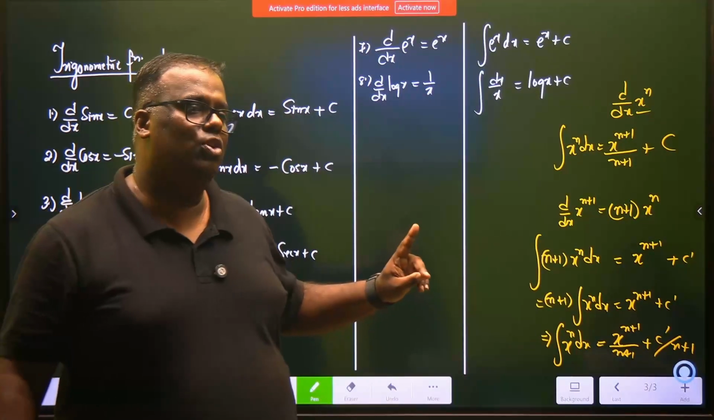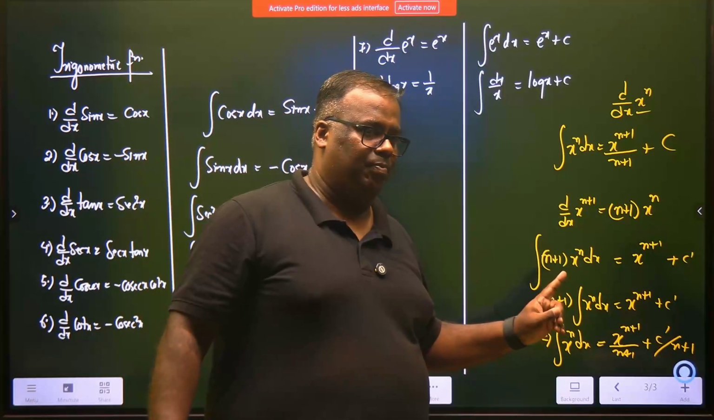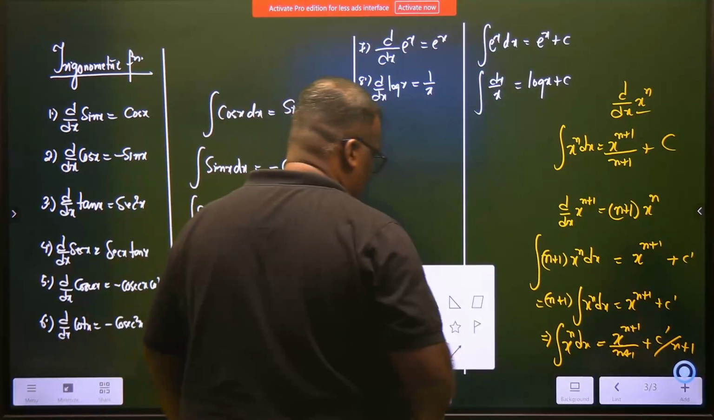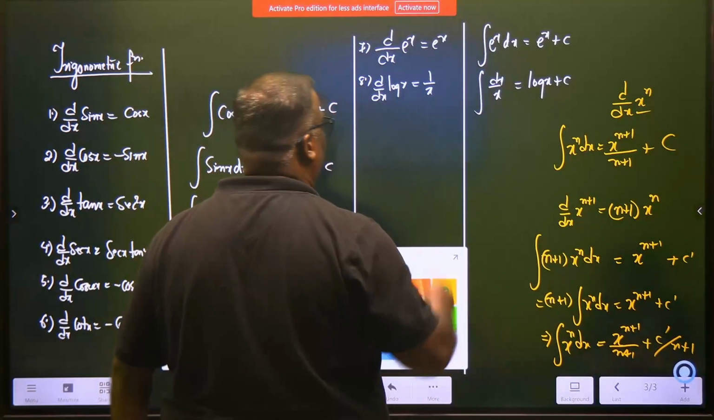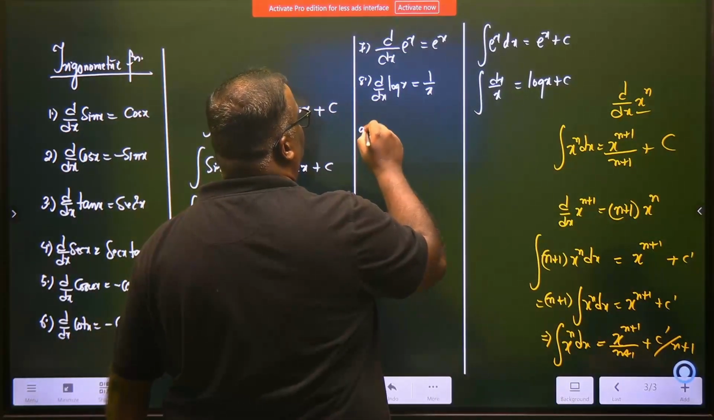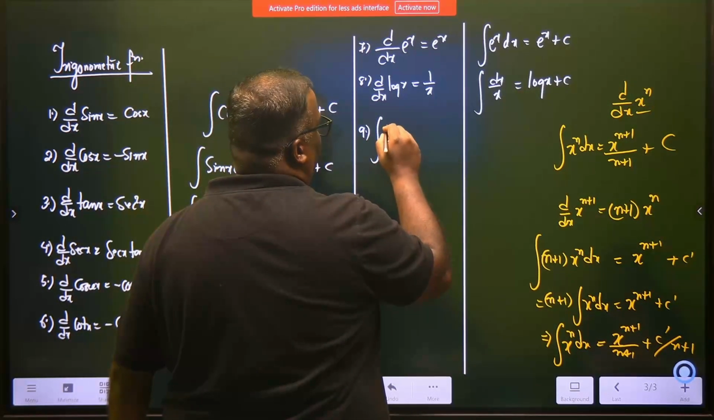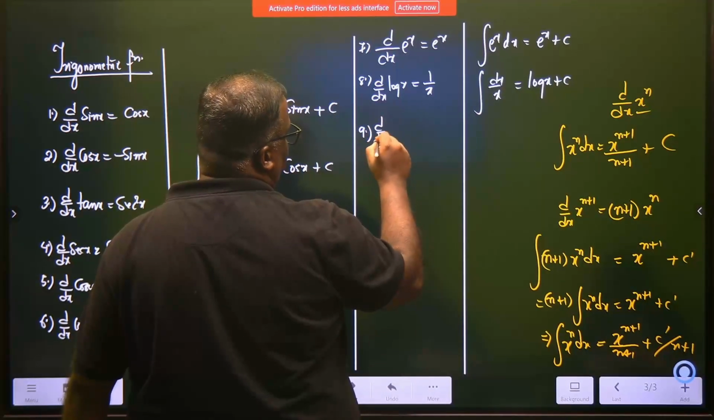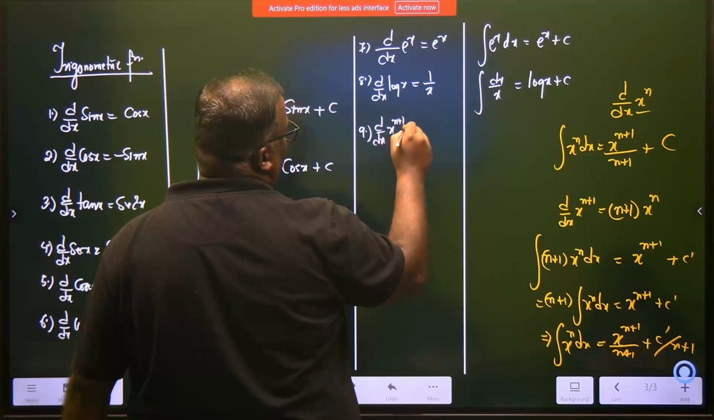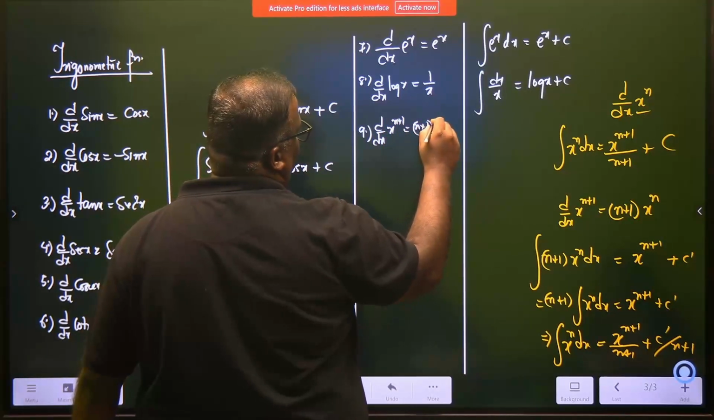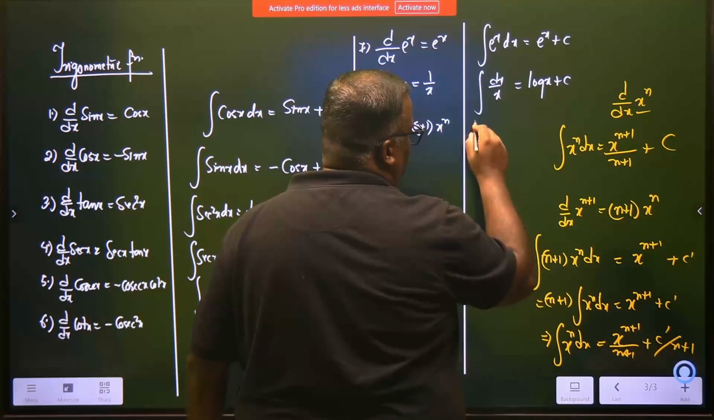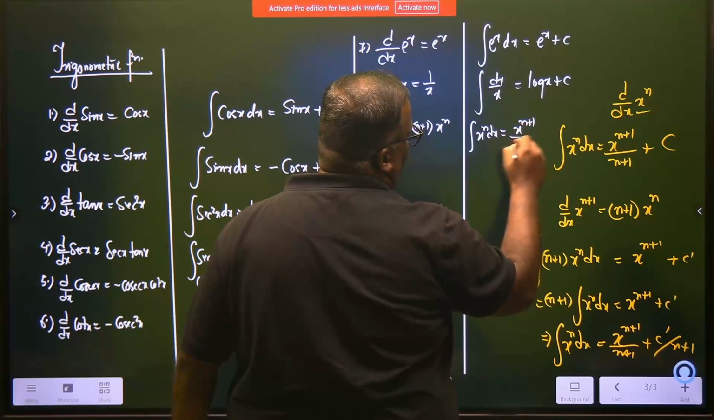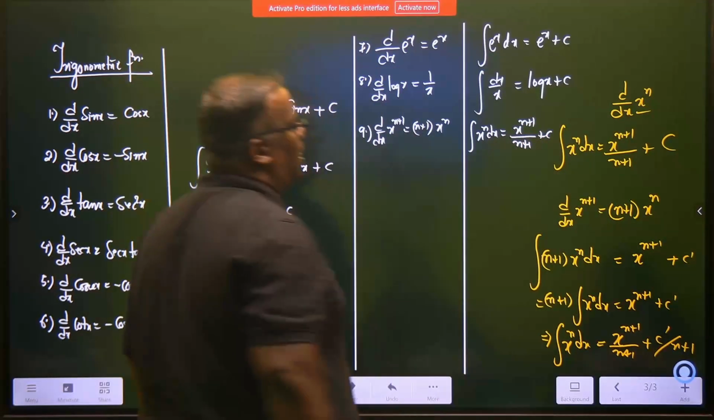This is the only thing you should remember. How this formula comes, people remember it. I just showed you how the formula comes, and with this you should be good to go to solve problems. So let's take the next one, and if more questions come, we'll take them up. So here I am writing d/dx of x to the power n plus 1 is equal to n plus 1 x to the power n. So integral x to the power n dx is equal to x to the power n plus 1 by n plus 1 plus c.